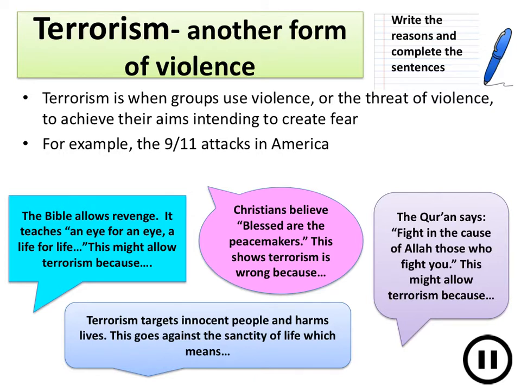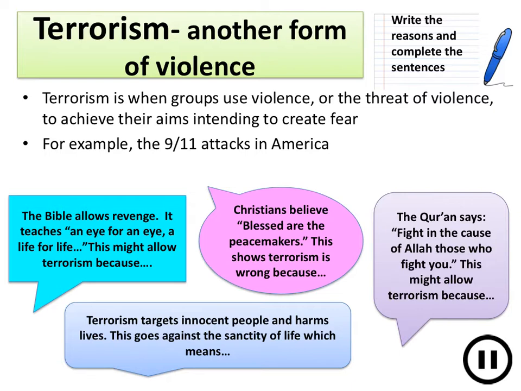Let's look at the answers that you could have got then. The first one says the Bible allows revenge. It teaches an eye for an eye, a life for a life. This might allow terrorism because terrorists may see it as justifiable that they are attacking another country that has killed their family members or destroyed parts of their country.